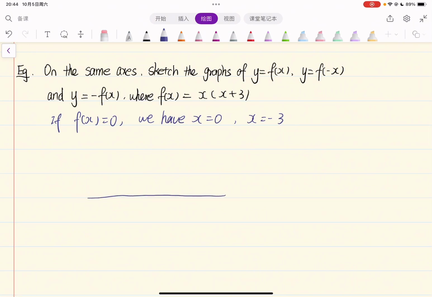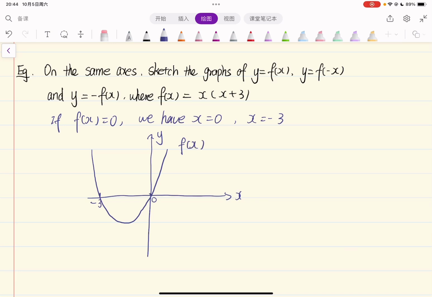So we can sketch that. The y, x, and here is 0, here is minus 3. We can see the coefficient of x squared is positive, so it has a smiley face. Then the curve looks like that. That is f(x).